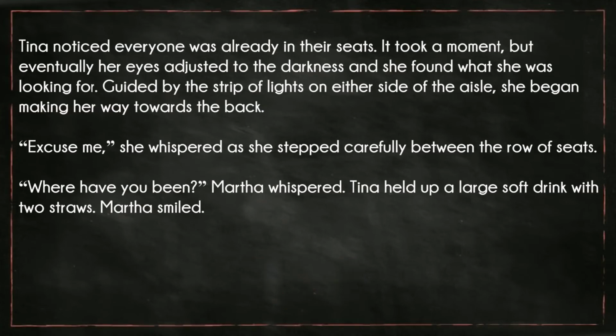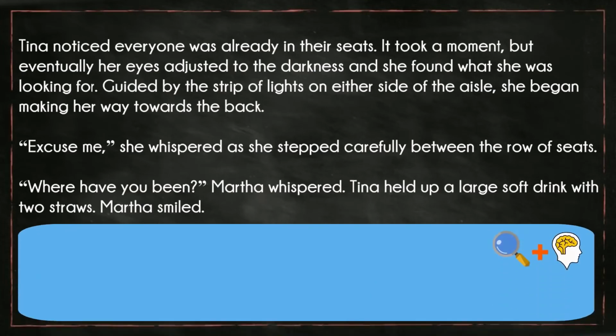Tina noticed everyone was already in their seats. It took a moment, but eventually her eyes adjusted to the darkness and she found what she was looking for. Guided by the strip of lights on either side of the aisle, she began making her way towards the back. "Excuse me," she whispered as she stepped carefully between the row of seats. "Where have you been?" Martha whispered. Tina held up a large soft drink with 2 straws. Martha smiled.